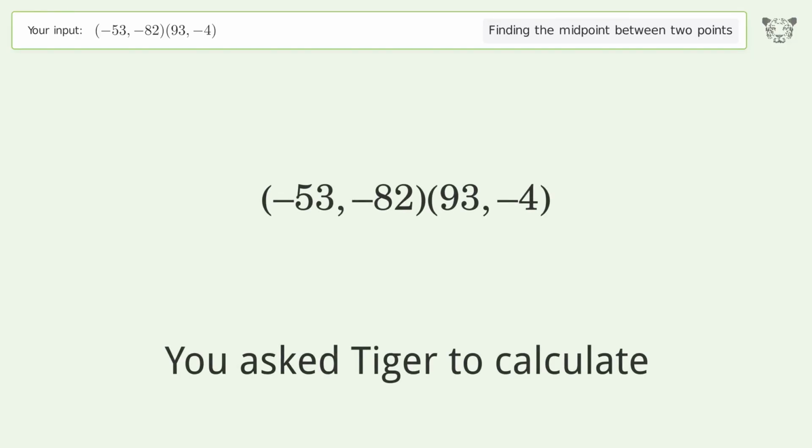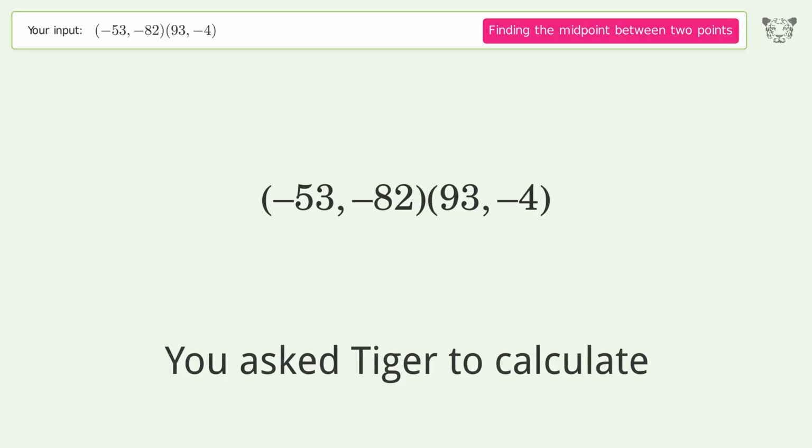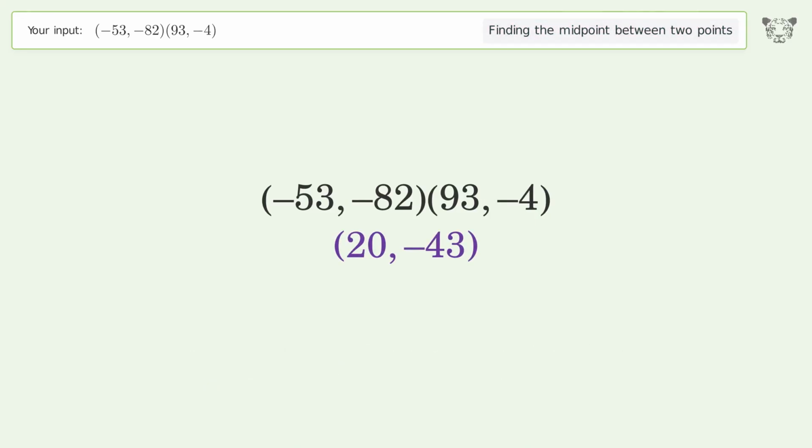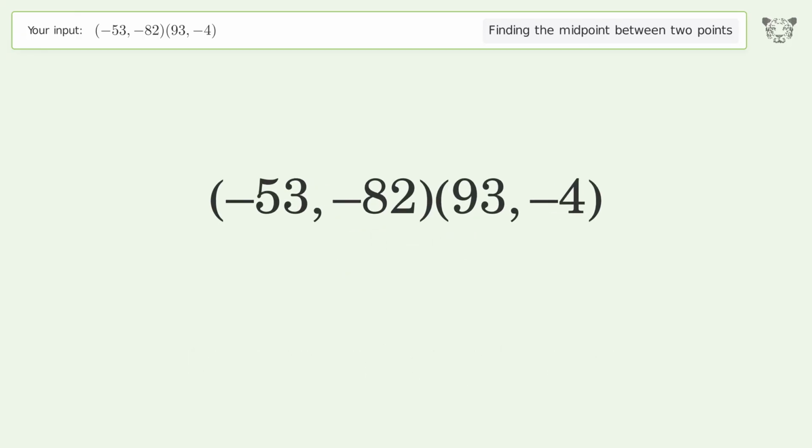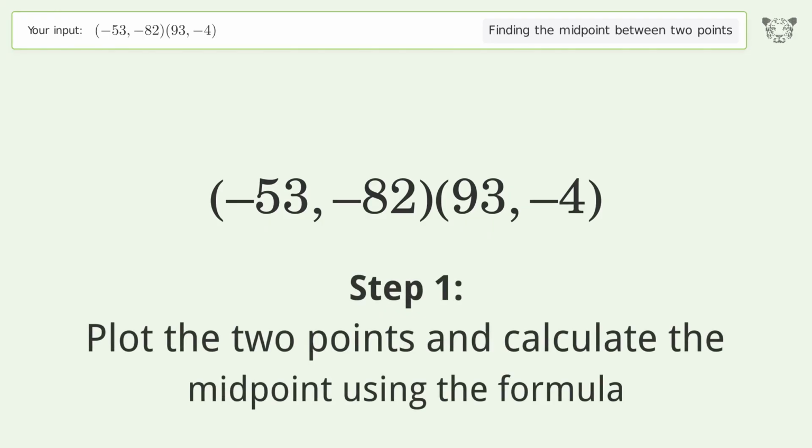You ask Tiger to calculate. This deals with finding the midpoint between 2 points. The midpoint between the 2 points is 20, -43. Let's solve it step by step. Plot the 2 points and calculate the midpoint using the formula.